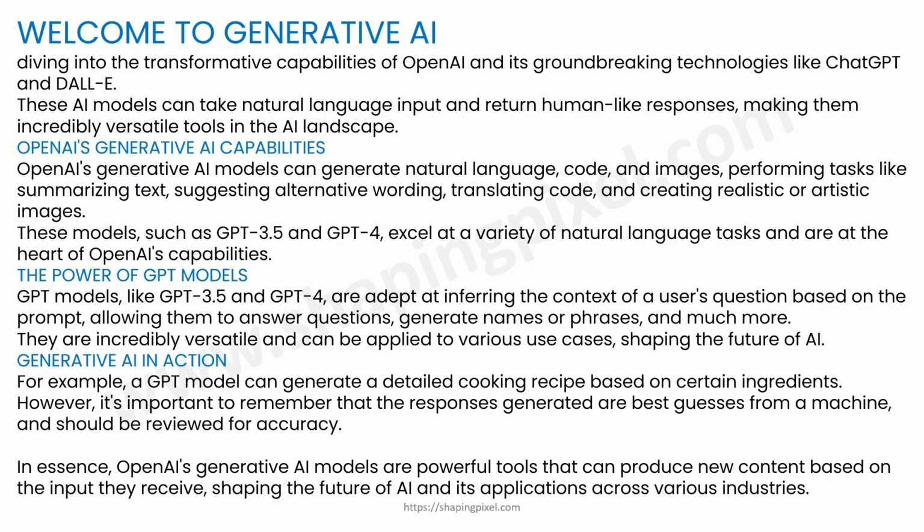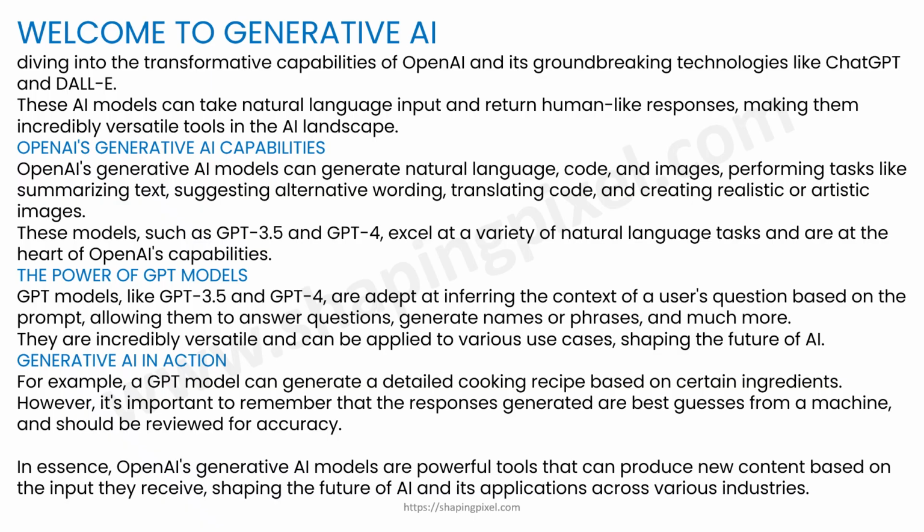So welcome to Generative AI. Let's dive into the transformative capabilities of OpenAI and its groundbreaking technologies like ChatGPT and DALL-E. These AI models can take natural language input and return human-like responses, making them incredibly versatile tools in the AI landscape. OpenAI's generative AI models can generate natural language, code, and images, performing tasks like summarizing text, suggesting alternative wording, translating code, and creating realistic or artistic images.